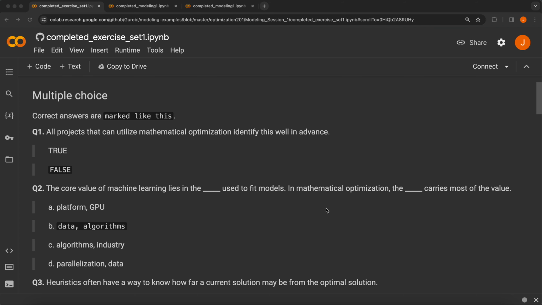Some of these are multiple choice questions. Question one is regarding some of the earlier stuff that we talked about. All projects that can utilize mathematical optimization identify this well in advance. So everyone has a crystal ball and knows when mathematical optimization is going to be there and when to use it. That is clearly false.